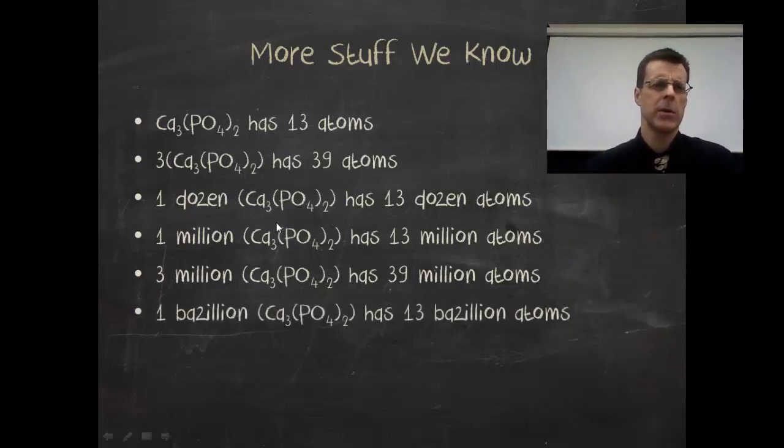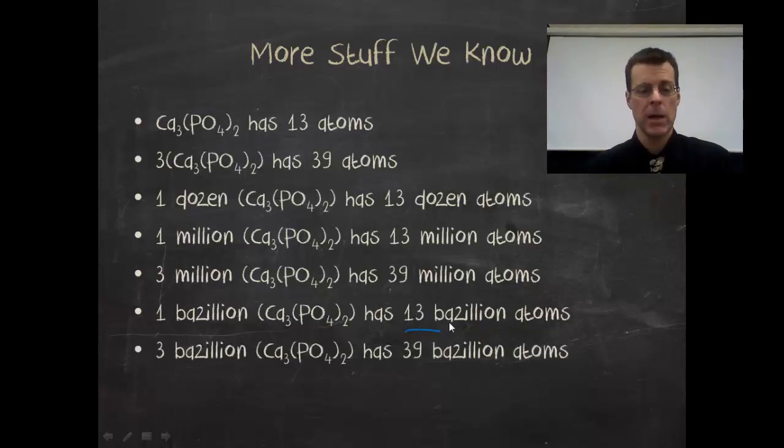And what about a bazillion? Well, a bazillion, whatever that number is, it's a word that means a really large number. That would have 13 bazillion atoms. And if I had 3 bazillion, that would give me 39 bazillion atoms. So we just keep expanding that thing.